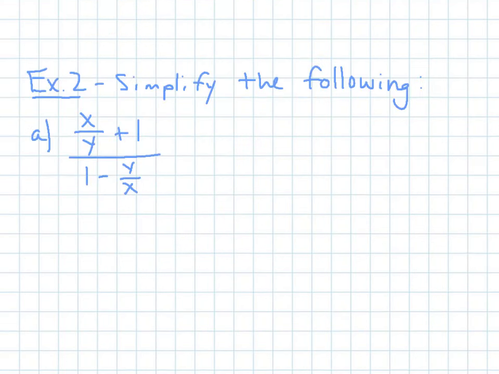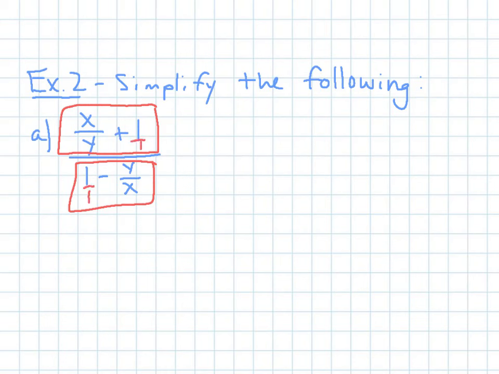Okay. Next example. Now here, these are more complicated because they involve multiplication and division of fractions or rational expressions, plus they have compound fractions or complex fractions in them. So the trick here is to make the numerator and the denominator, if they're not already in one fraction form, get there. So this x over y plus 1 needs to be one fraction, and the 1 minus y over x needs to be one fraction. So I need to make a common denominator. So remember 1 is just over 1.